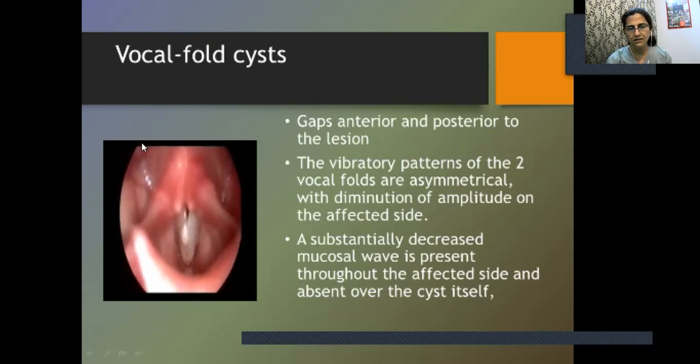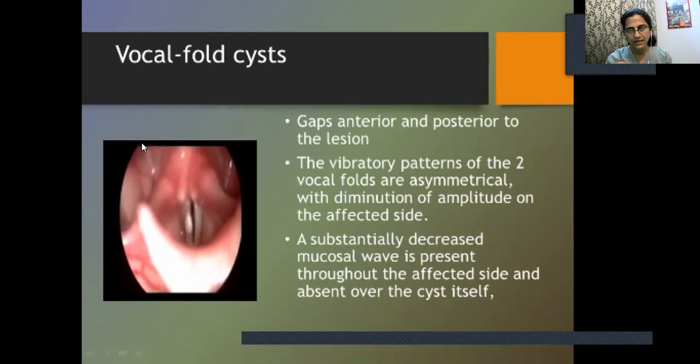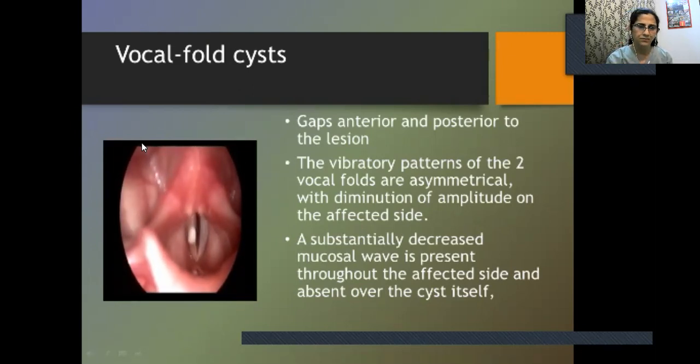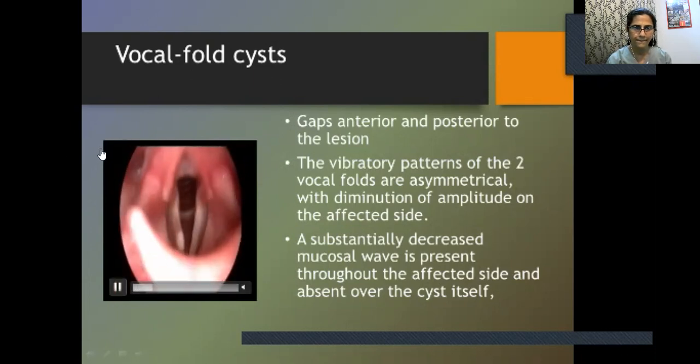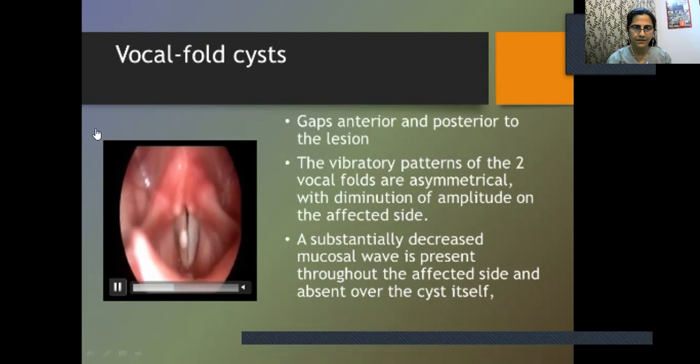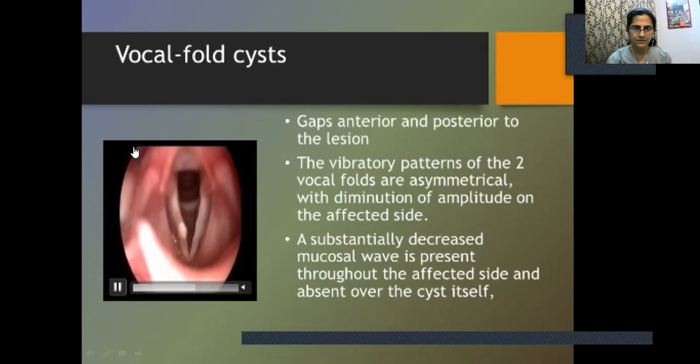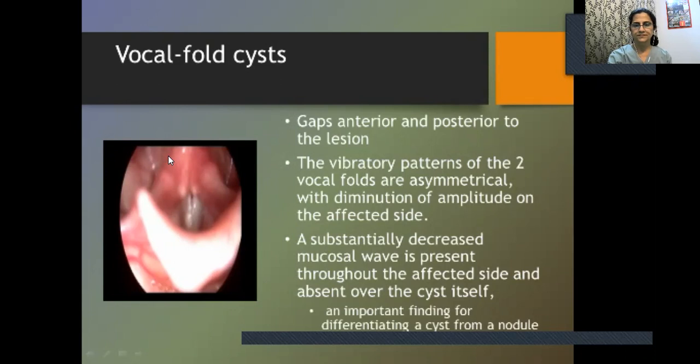and it's typically seen like a buoy bobbing along the waves in the sea. This pattern's absence or decrease in the mucosal wave differentiates it from a nodule or a polyp.